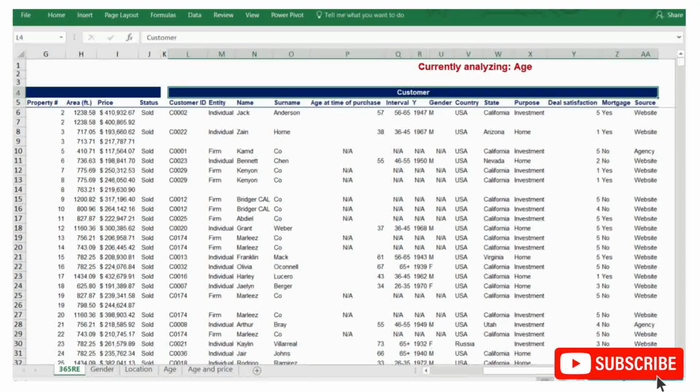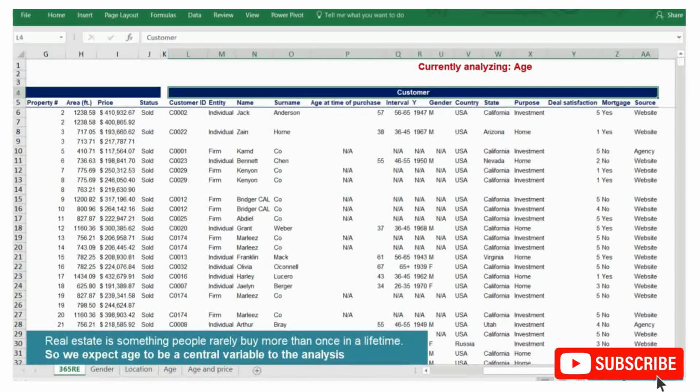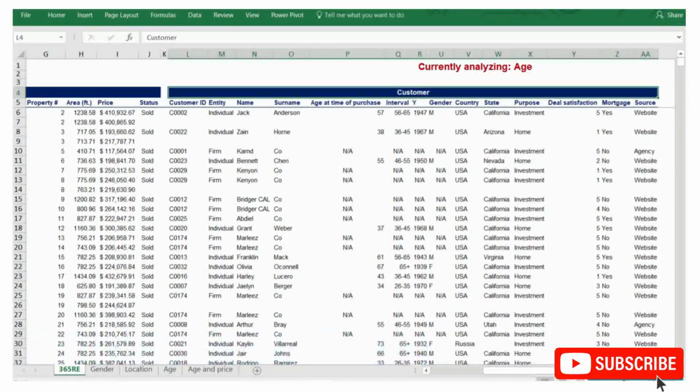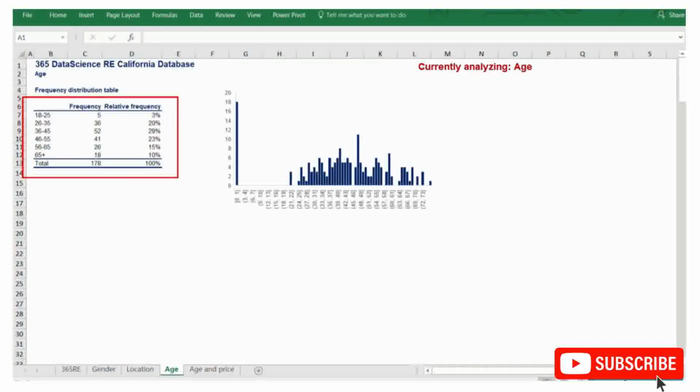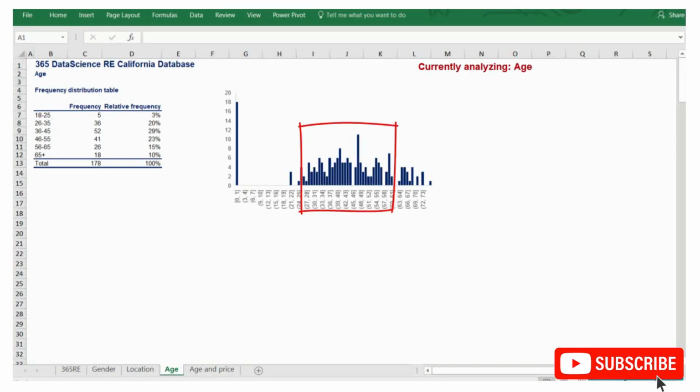Real estate is something people rarely buy more than once in their life, so age will probably be a central variable in our analysis. Let's first plot the frequency distribution of age. This is done by creating a histogram with an interval length of 1. Now, we can move on to the age interval representation. The options are 18 to 25, 26 to 35, 36 to 45, 56 to 65, and 65 plus. Most of the data falls between 25 and 60 years, which is evident from the frequency distribution graph.